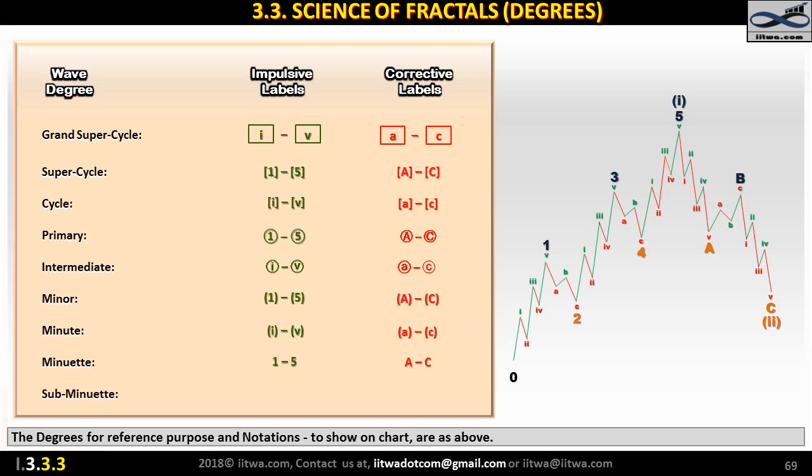Subminuette degree waves. This degree's impulsive waves are labeled as Roman numerals from 1 to 5, while corrective waves are written using lowercase alphabets from A to C.